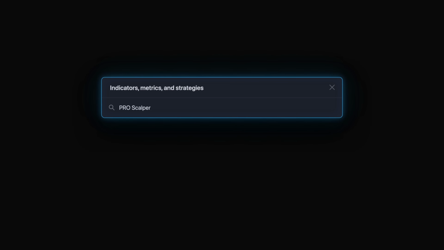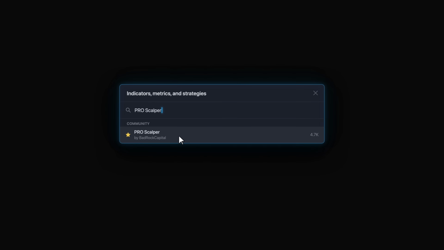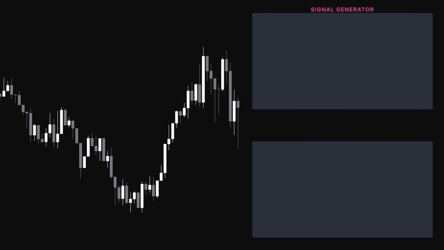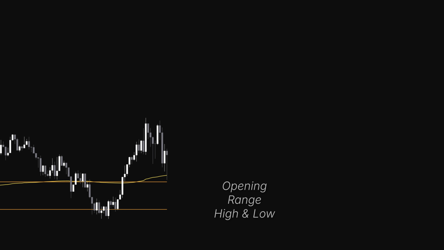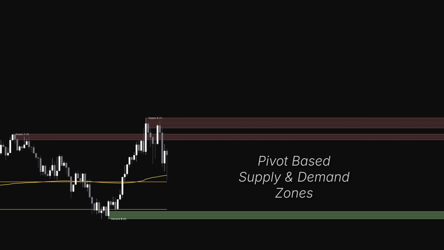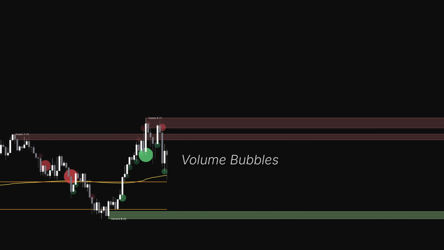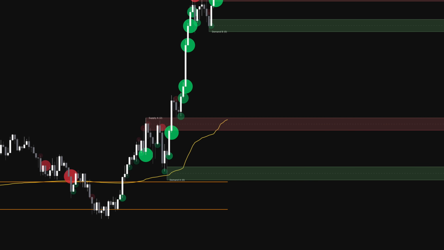PRO Scalper, created by Badrock Capital, is the most structurally complete scalping tool on this list, and the one that most clearly understands what scalpers actually need from a chart. Rather than building another signal generator, it constructs a spatial framework, session VWAP, opening range high and low, pivot-based supply and demand zones with touch counters, and volume anomaly bubbles, that gives you reference points to trade from rather than arrows telling you when to click.